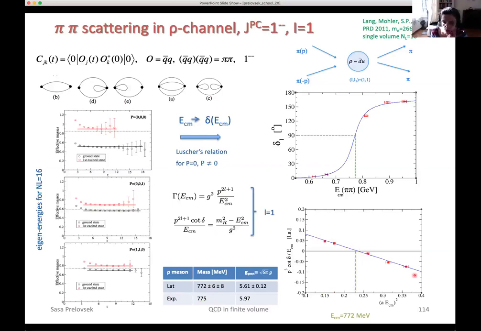And the slope gives you the coupling g. From the slope, you can read off the coupling g. And it's typically quoted by groups. It's not the coupling g, but something multiplied by the square root of 6 pi, never mind. So what we extract is the coupling 5.6, and it's close to 6 in experiment. So it's rather close. Any questions here? No?